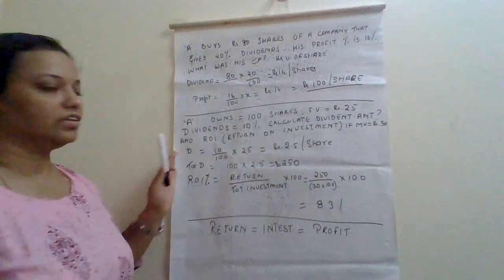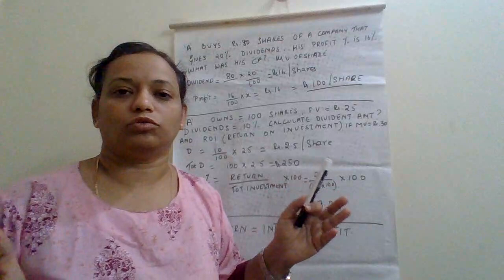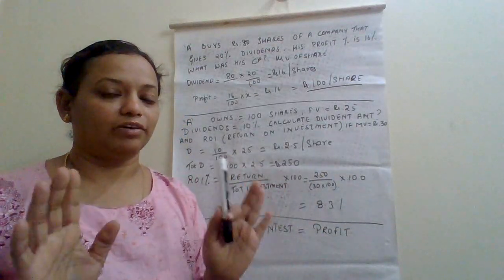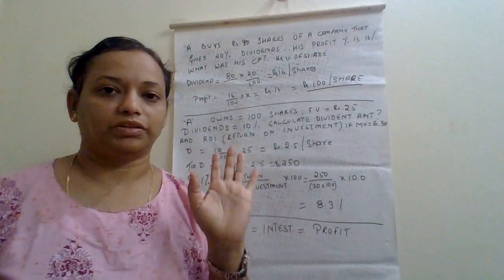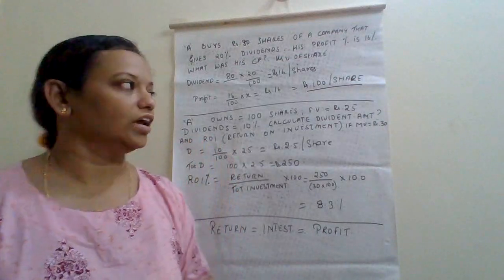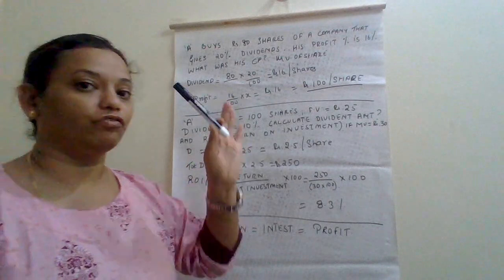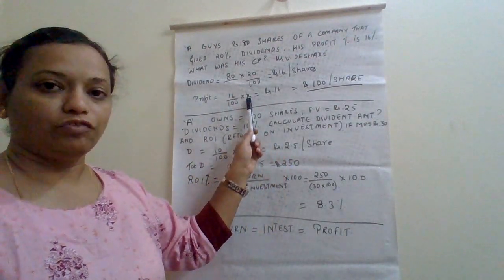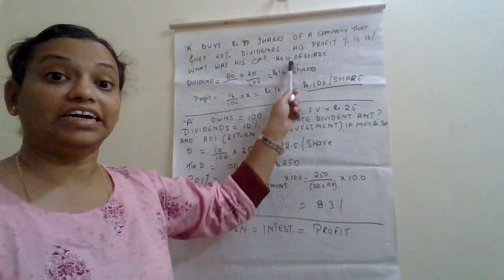They have not told you he has purchased 100 shares or 200 or 300 shares. They have not told you anything like that. They just told you the share value, the dividend value and the profit percentage. So we assume that it is only for one share. 16% is the profit on one share. 16% of X equals 16 rupees. That is the dividend that he has got.